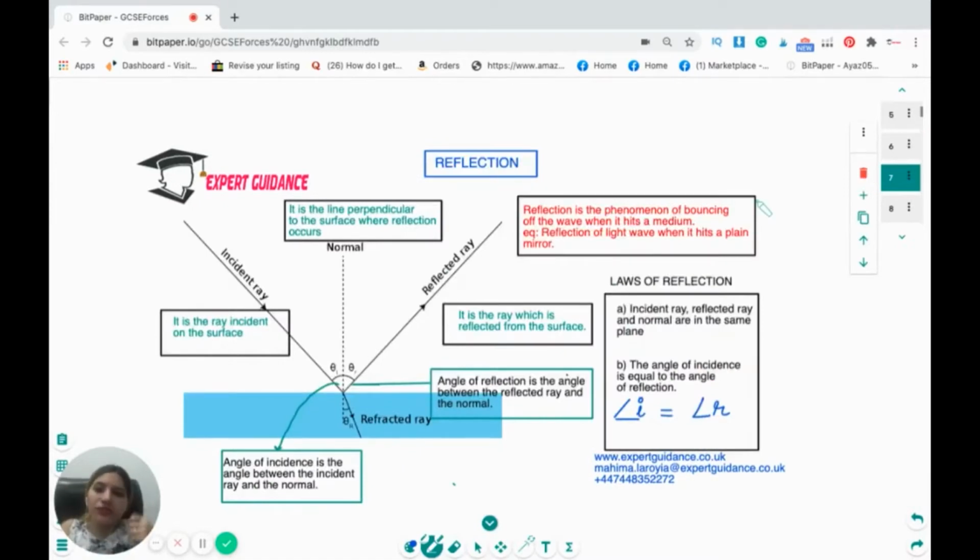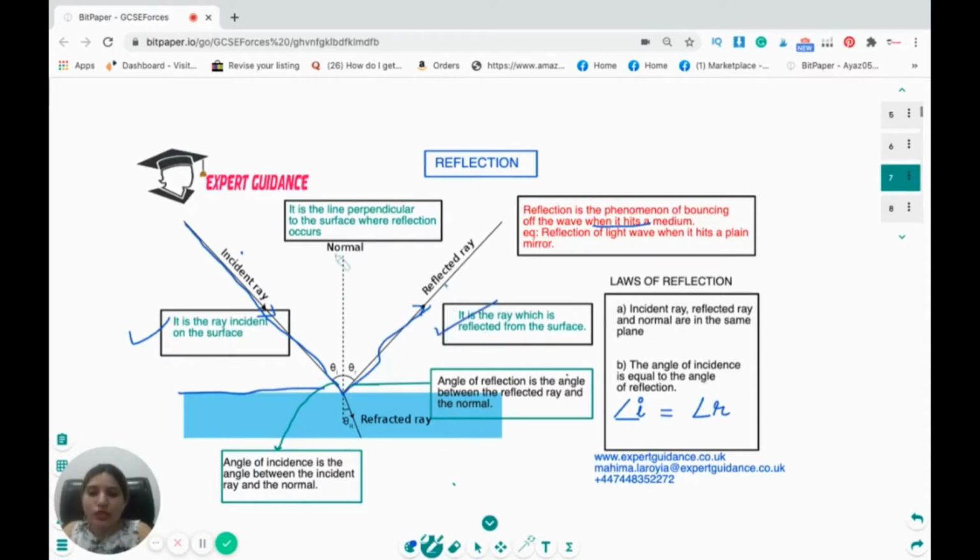Now let's move on to reflection. What is reflection? Reflection of light is the phenomenon of bouncing of the wave when it hits a medium. So let's suppose this is a mirror, and this is the ray that is incident onto the surface of the plane mirror. So that's the incident ray. Incident ray is the ray incident on the surface. As soon as it hits the surface, it bounces back at the same angle with which it came. So this is a reflected ray. It is a ray which is reflected from the surface.